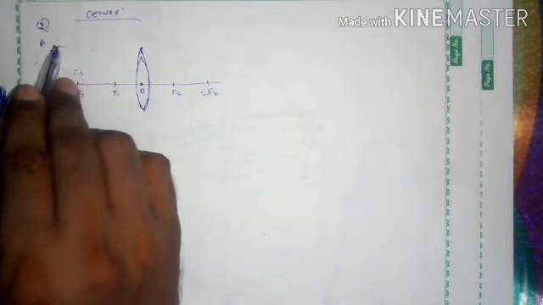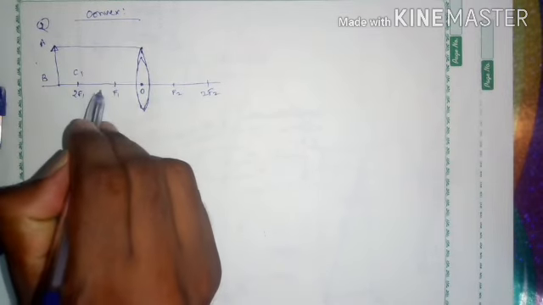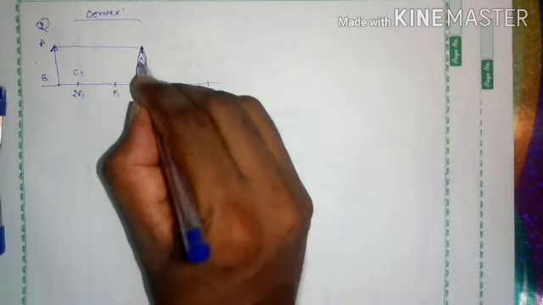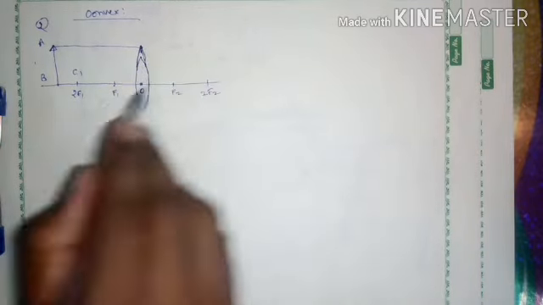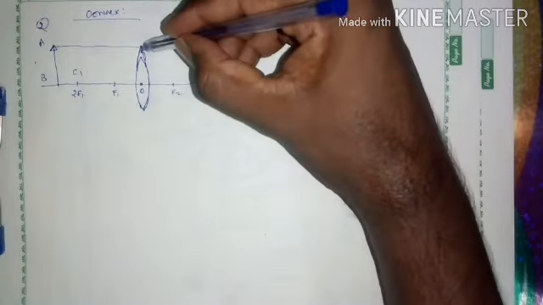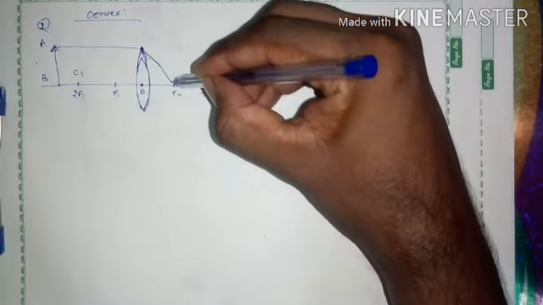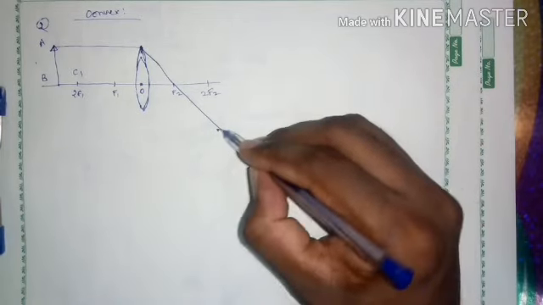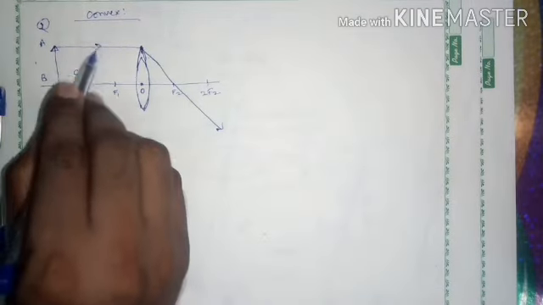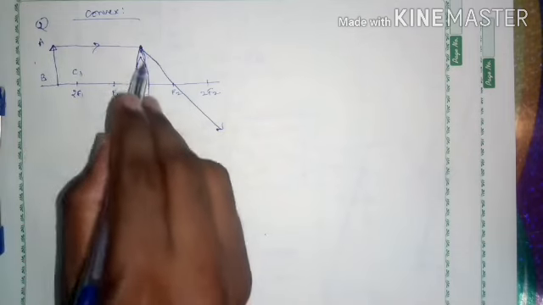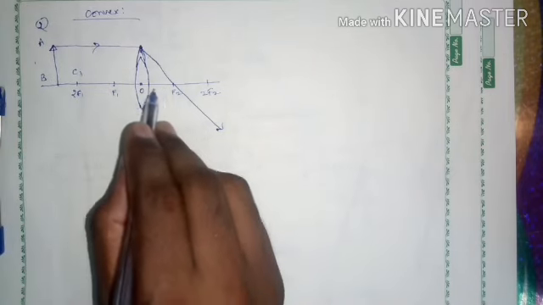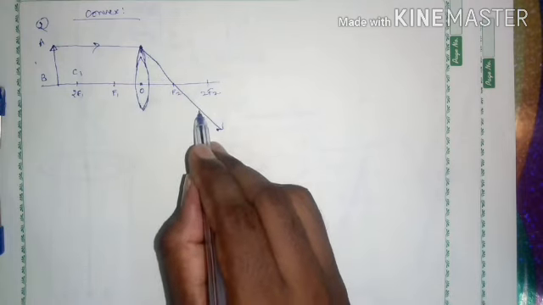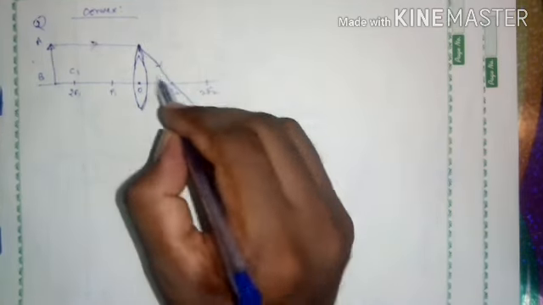The parallel ray passes parallel to the principal axis. After refraction, it will pass through the principal focus. You should use the scale and pencil, so extend these lines. So this is the incident ray. Parallel rays converge after refraction and pass through the principal focus on the right side. So this is the first ray.